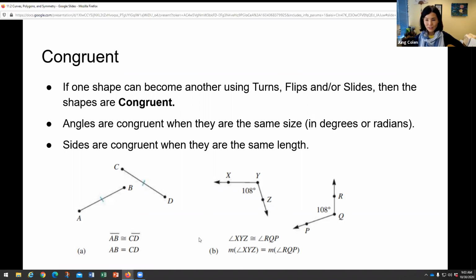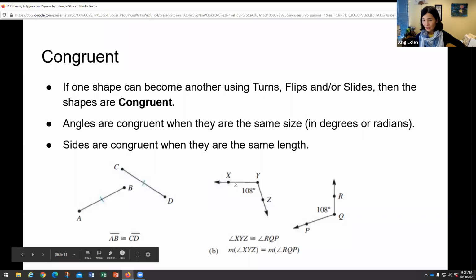I've mentioned that before in class too. So segments are congruent because we're talking about the shape, but the lengths are equal because the sides should be the same. Make sense?